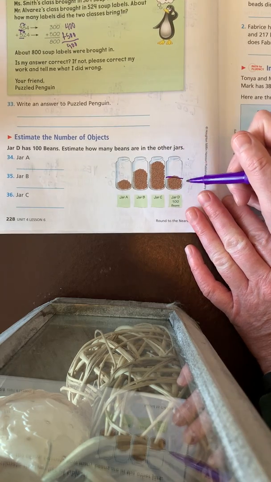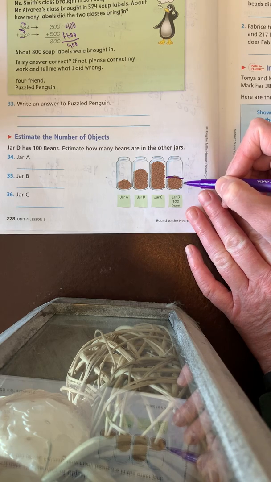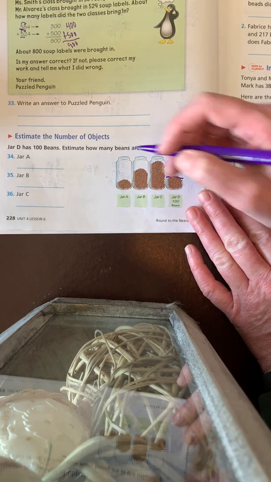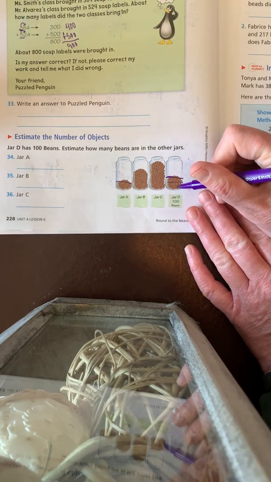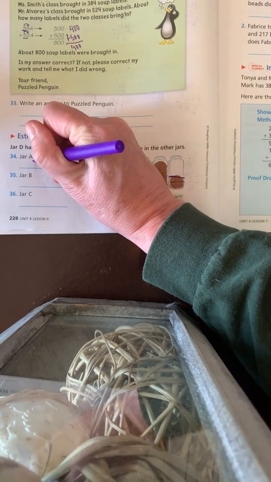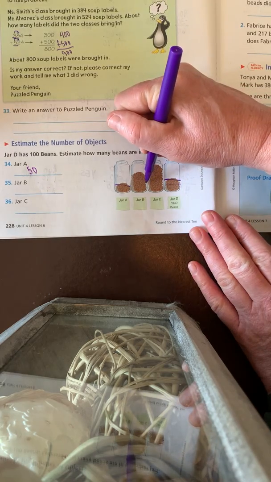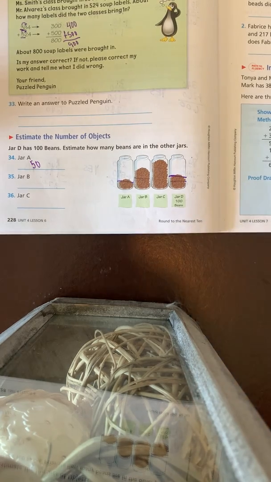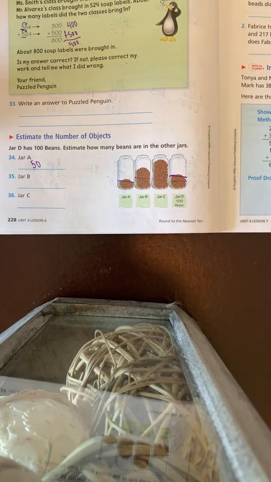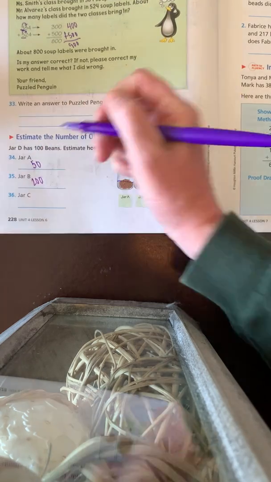Okay, if that's about 100 beans, how much would jar A be? Jar A only touches here, so I'm going to go across and see. That looks like it's about half. So jar A is about 50. Let's look at B. If this is where 100 is, what do you think jar B is? Looks like there's two groups of 100. So jar B is about 200 beans.